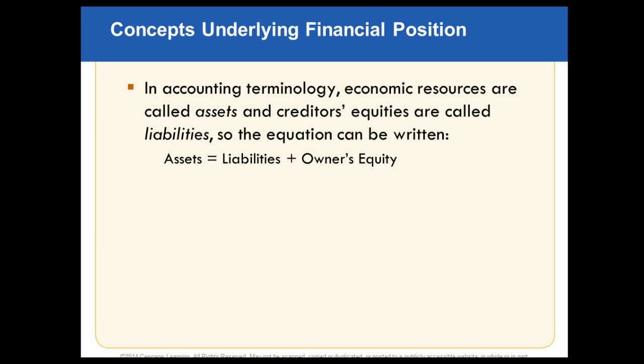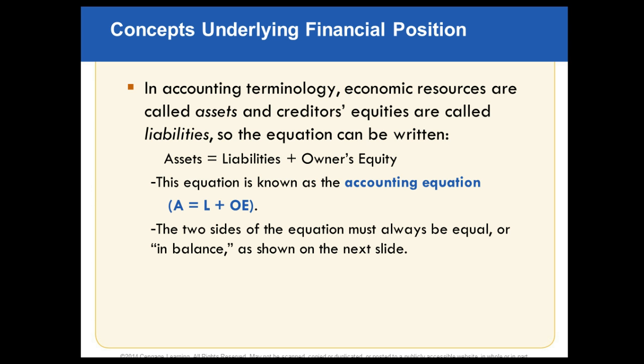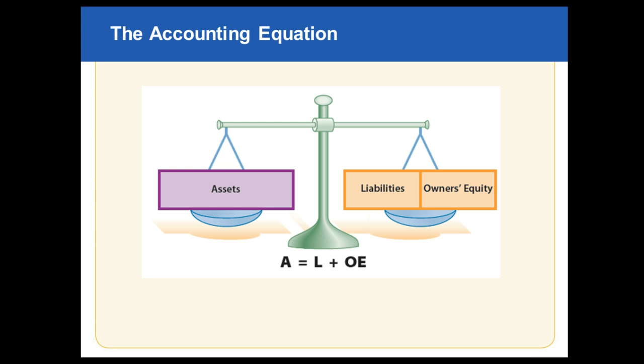So this accounting equation, assets equal liabilities plus owner's equity, is the background to everything we're doing here in accounting. A, assets, equal L, liabilities, plus OE, owner's equity. Make sense? The two sides of the equation need to always be in balance. Assets are always going to equal liabilities plus owner's equity.